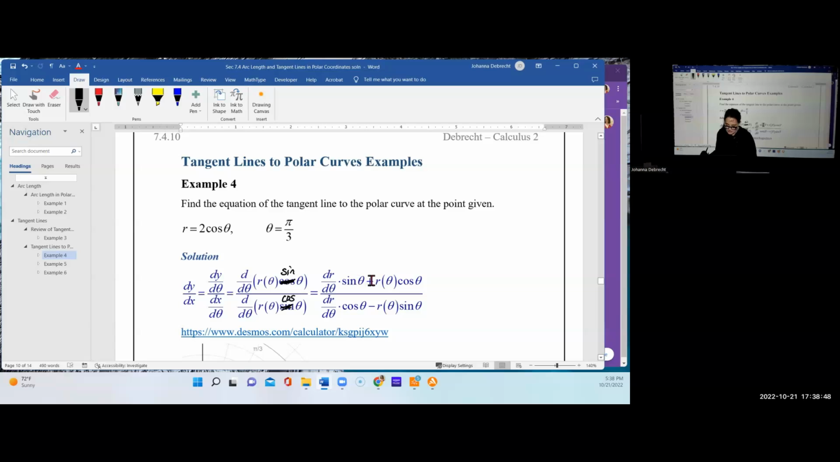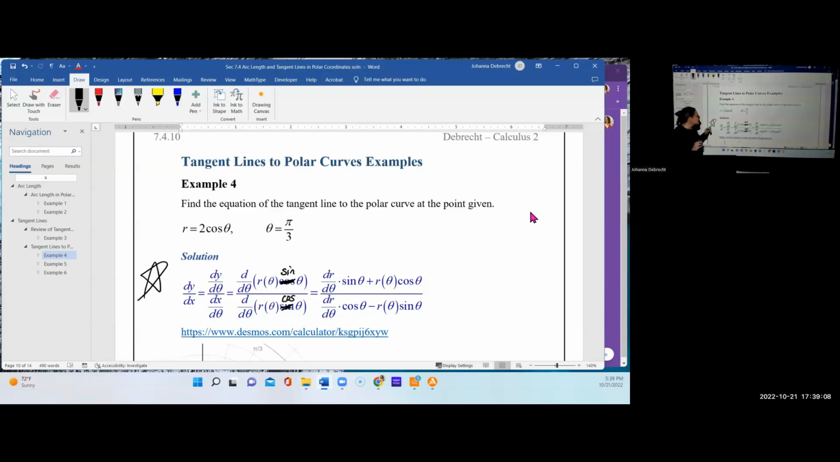dr/d theta sine of theta plus r of theta cosine of theta, over dr/d theta cosine of theta. Yeah, that's correct. So it looks like I just transposed those two when I was writing them out. My bad. I'll have to make sure I fix all of these in my notes. So I'll star this for myself.